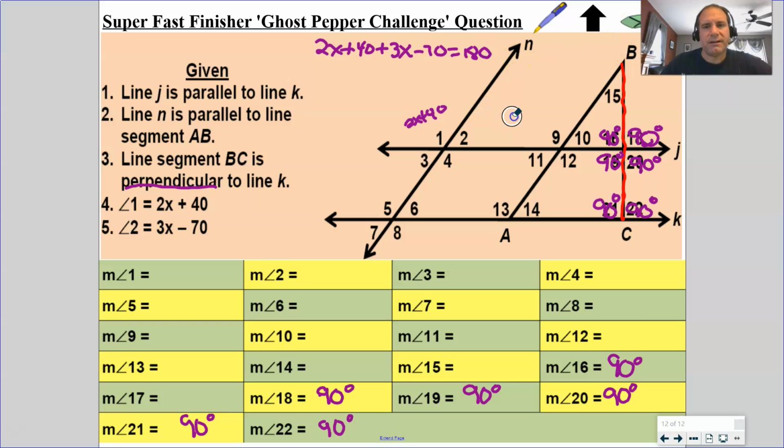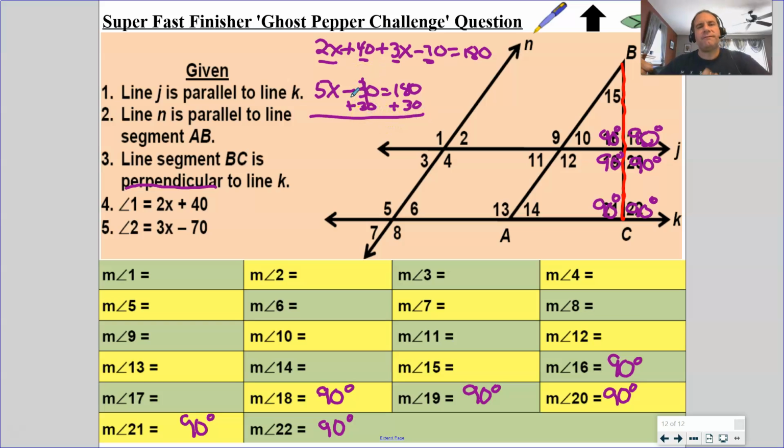Just going to erase those for now because I need the space. All right, so I combine like terms. I have the 2x and the 3x, so that's 5x. The 40 minus 70 is minus 30. So I have to solve this equation. I add 30 on both sides. If you want to pause and see if you could finish this problem on your own, finish all of those, it's a really good challenge. You could press pause now, or you could follow along.